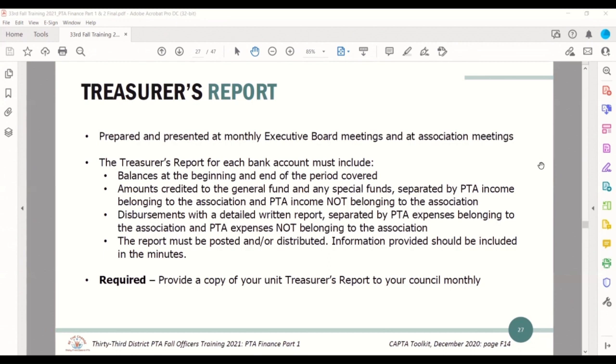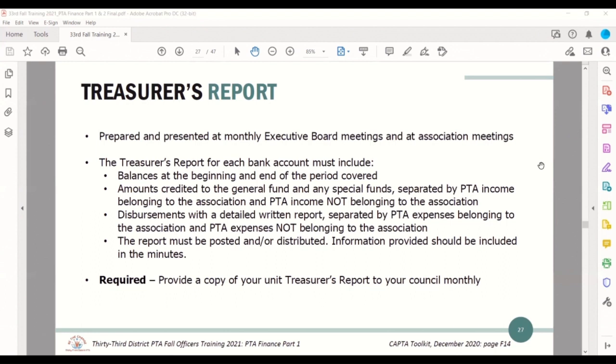And then for each bank account, you must include the beginning and ending balance for that period that you're reporting on. And then all of those transactions, those checks, those deposits, and those extra transactions like interest income, bank charges. And what you want to make sure you do is that your board members or your association members can see what it is that you're reporting on.